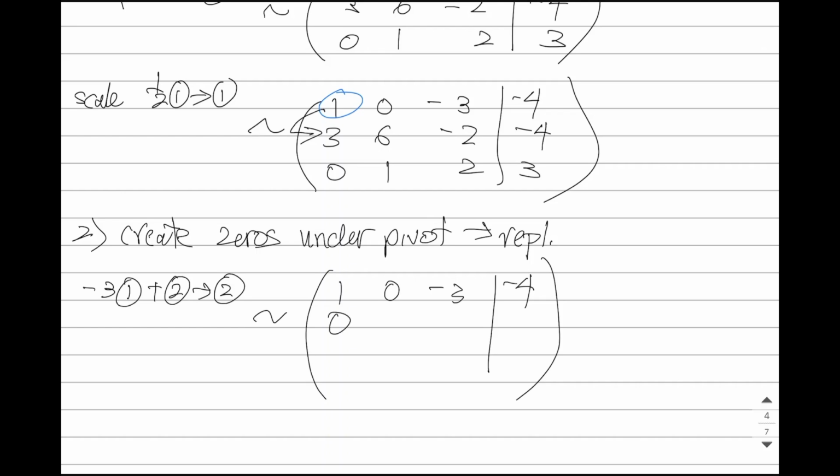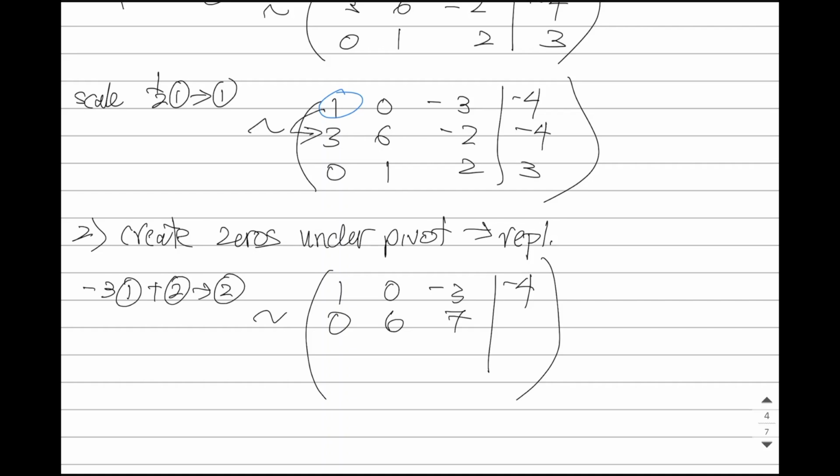So -3 times 1 plus 3 is 0. -3 times 0 is 0 plus 6 is still going to give me a 6. -3 times -3 is a 9, plus a -2 is going to give me a 7. And -3 times -4 is 12.